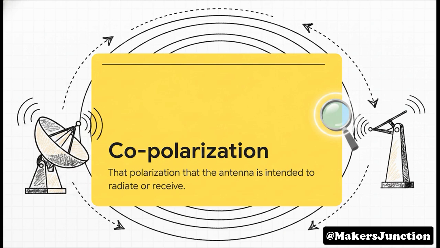And this brings us to a really crucial definition: copolarization. This is defined simply as the polarization that the antenna is intended to radiate or receive. Think of this as the absolute optimal state. When your antenna is working perfectly, capturing the exact signal it was designed for, boom, you're operating in copolarization.